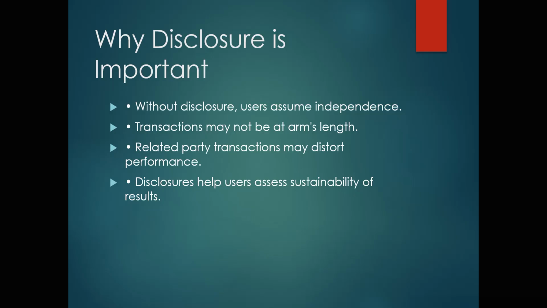These transactions should be done at arm's length. It has to be done as if it is done at normal market value, as if I don't even know you. That's how I'm selling to you. So why is disclosure important? Without disclosure, users assume independence. They just assume they can do what they like. So transactions will also not be at arm's length. Then also, related party transactions may distort performance, because they'll just be using it to distort performance.